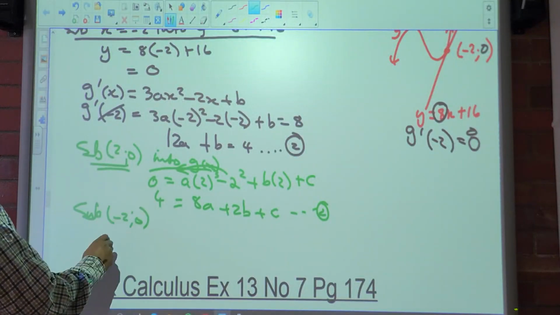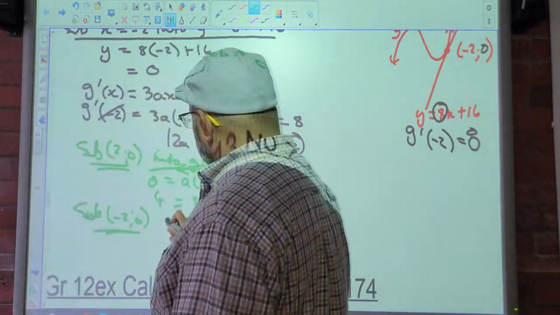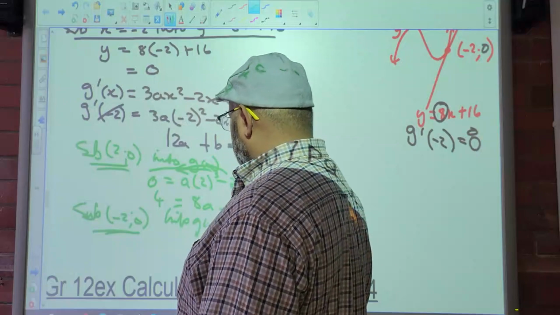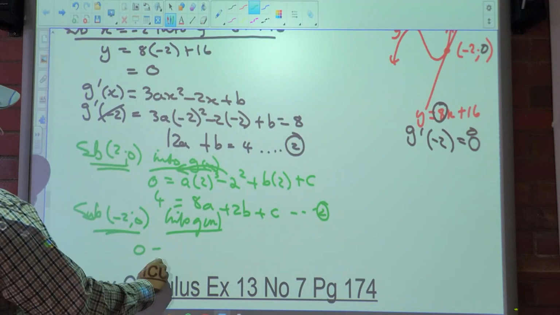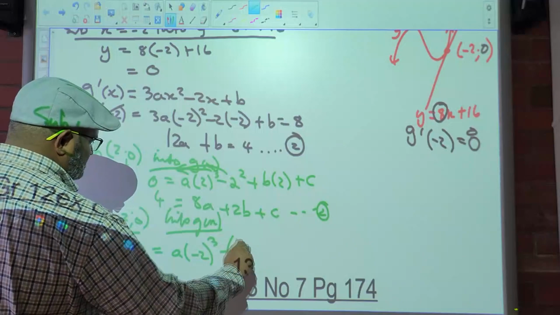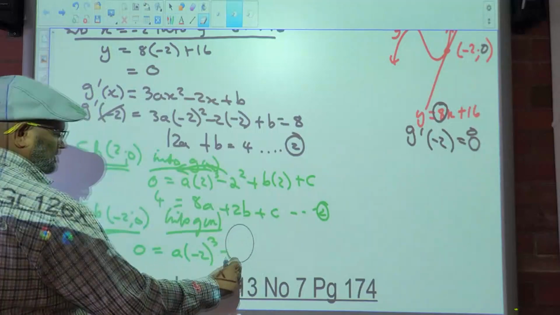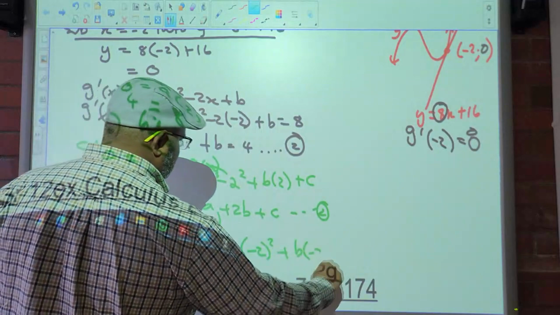Okay, so now we'll substitute negative 2 and 0. Why was I hesitant to use this? Because I was going to lean into a three-way unknown equation. Can you see it? Three unknowns, which means you must have three equations. So we'll substitute that also into g of x. Wherever I see x, I put in negative 2. So 0 is equal to a times negative 2 cubed minus negative 2 squared plus b times negative 2 plus c.